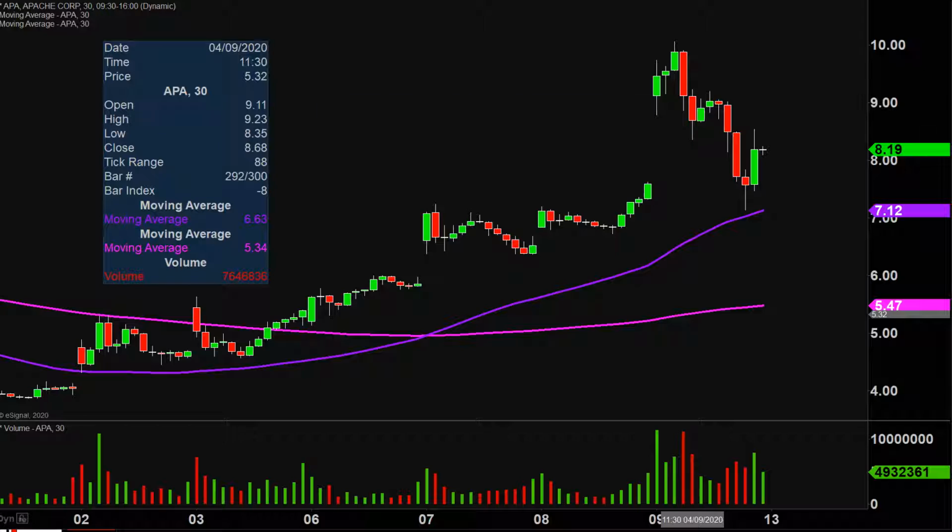Quite the eventful day in this one, not only from the price action point of view, but you look down here at the volume and well above average volume on the day. So a lot of eyeballs on this one going forward.